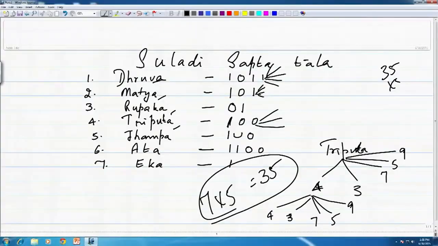Now, what is the significance of all this? I mean, it can go on. It'll go on for all the five jatis. So, given each Suladi Saptatala, there are five jatis possible, and for each of the five jatis, five nadais are possible. So, you have 35 into 5, which is 175 talas possible within the Suladi Saptatala scheme.